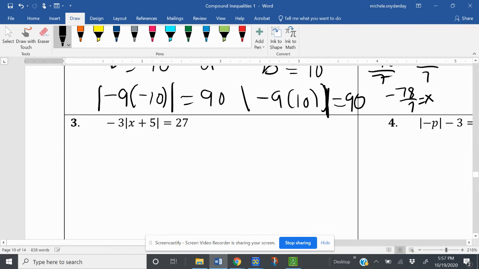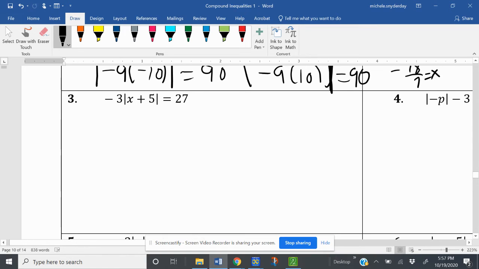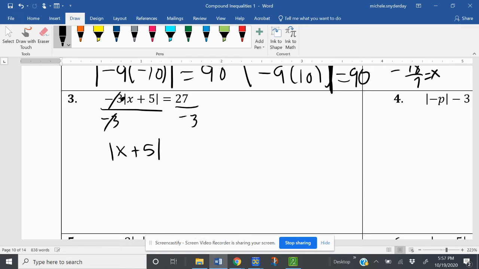Now, number 3, we actually have something on the outside of our absolute value symbols. And this negative 3 is outside of it and right next to it. That means it's multiplying. So we need to undo that first. So we'll divide both sides by a negative 3. That goes away, and we have the absolute value of x plus 5. And 27 divided by a negative 3 is negative 9.